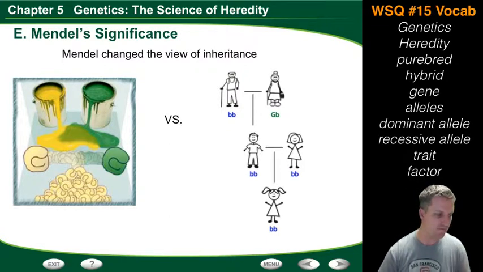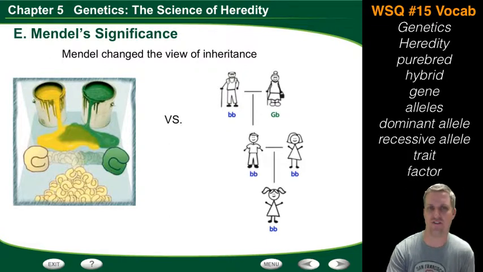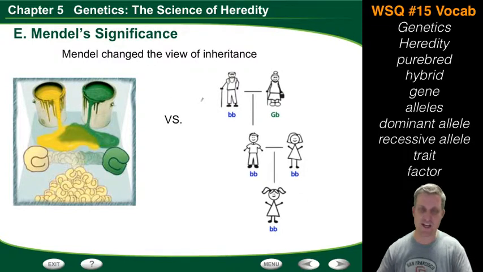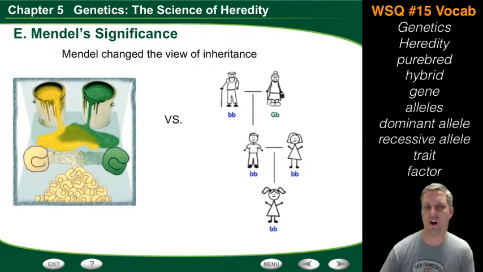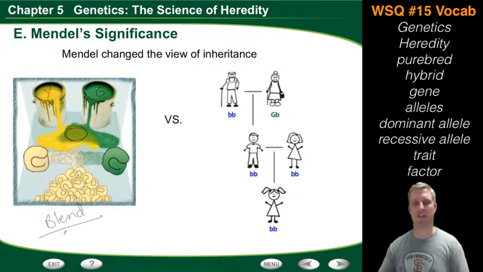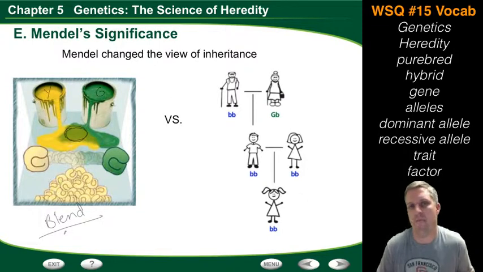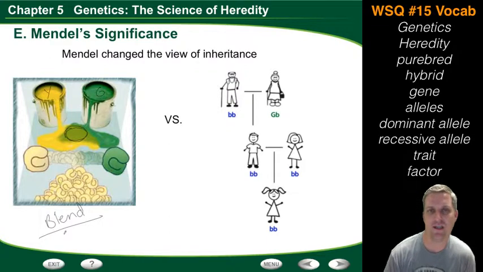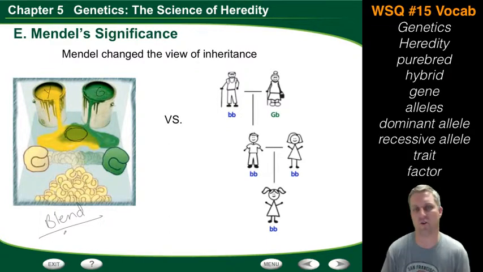Here's the deal. Mendel actually changed the view of inheritance. Before Mendel, the view was that our genes were kind of like paint. If I take a yellow bucket of paint and a green bucket of paint and I spill it on the floor, what you get is a mixture. You get a blend, okay? And so what scientists and people in general believed is that, hey, I'm a blend of my parents. I get some of the traits from mom and some of the traits from dad, and they kind of blend together and they make me who I am.